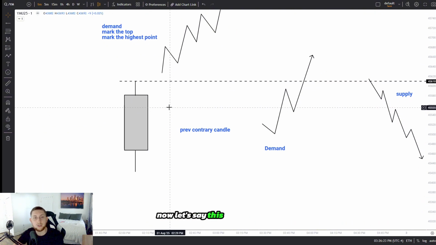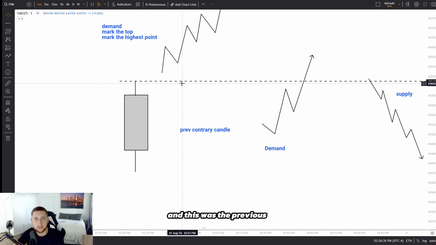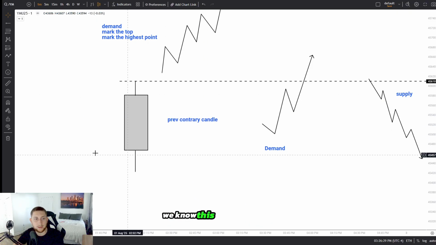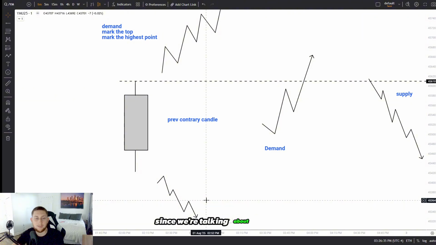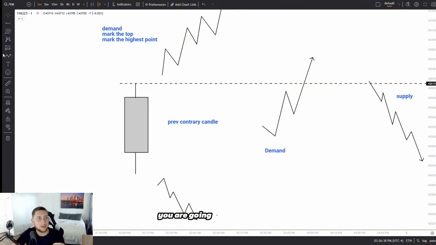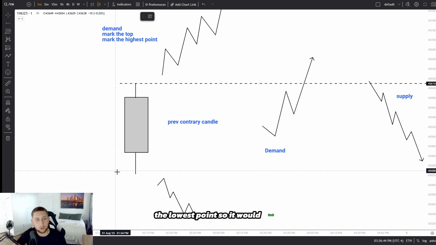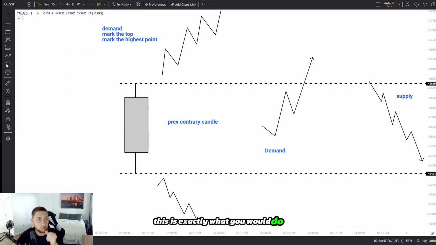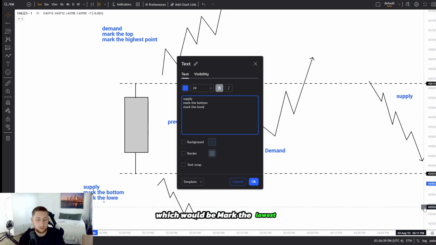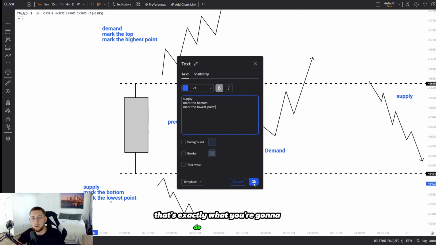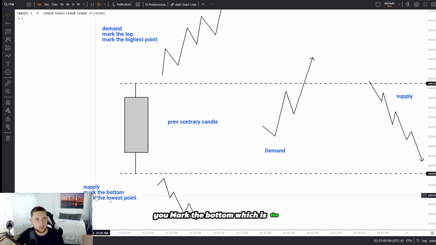Now, let's say this was a level of supply and this was the previous contrary candle. Let's just go ahead and move that. We know this is the previous contrary candle. And let's just put it like this, like the market's going down, since we're talking about supply. For supply, you are going to mark the very bottom of the candle, the lowest point. So it would look like this. This is exactly what you would do. So for supply, you would mark the bottom, which would be the lowest point. For supply, you mark the bottom, which is the lowest point.